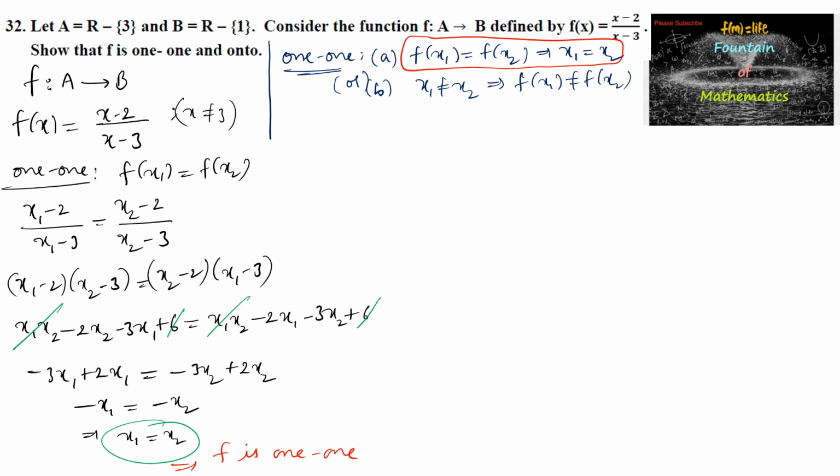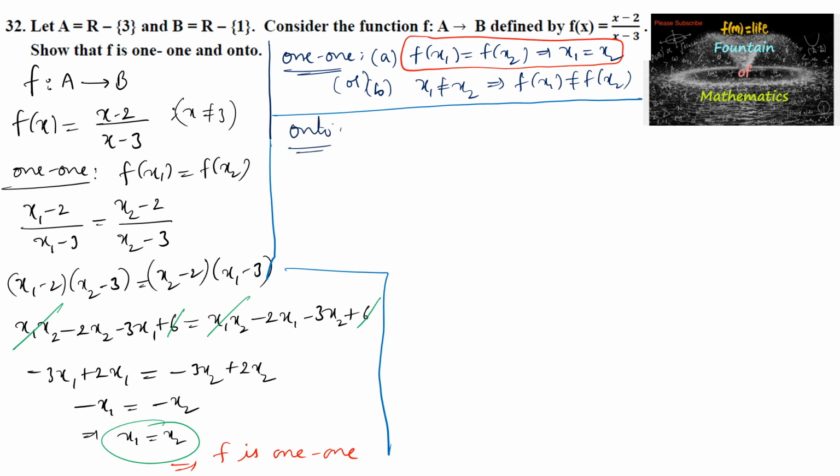And now coming to the next, onto. The definition of onto says if the codomain of the function, that is B, is equal to the range of the function, that is y or f of x. If we can prove that the range of the function is the codomain, that is B, R minus 1, we can say that the given function is onto.